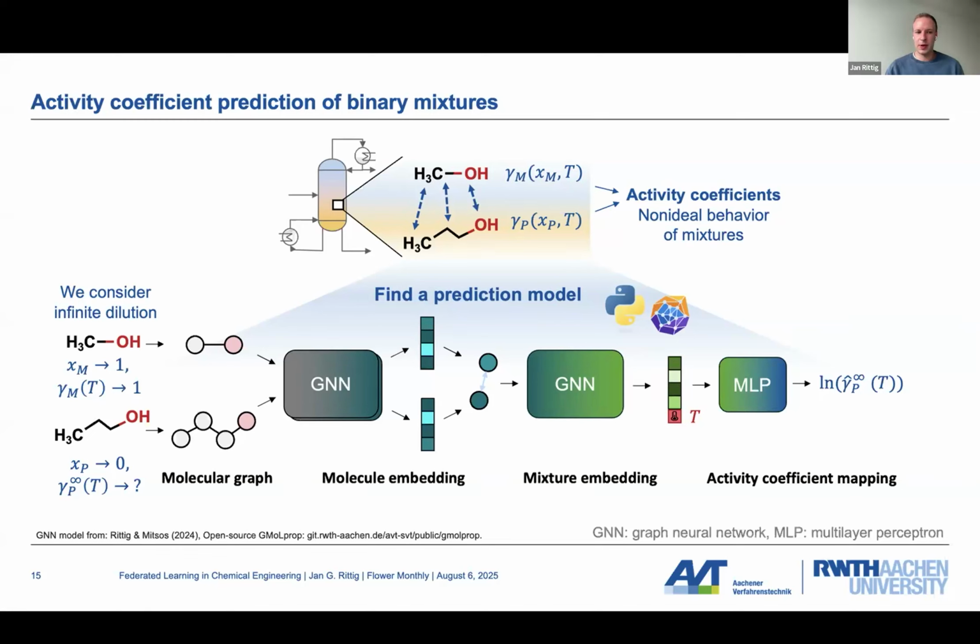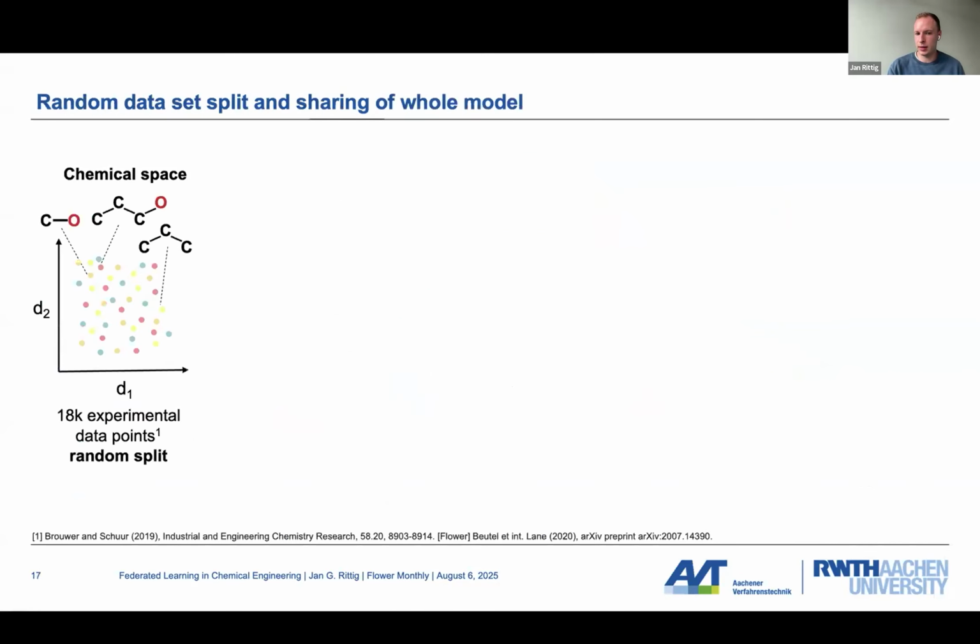Yeah, so I do not know the number of parameters by heart. I think it's in the range of 100,000s. It can range, and it depends very much on the type of graph convolutional layer you use. I think in this case we used the GINE convolution. And for the molecules, the data set which I highlighted here is a publicly available data set on activity coefficients, which is mostly on small molecules used in the chemical process industry. Okay. Yeah.